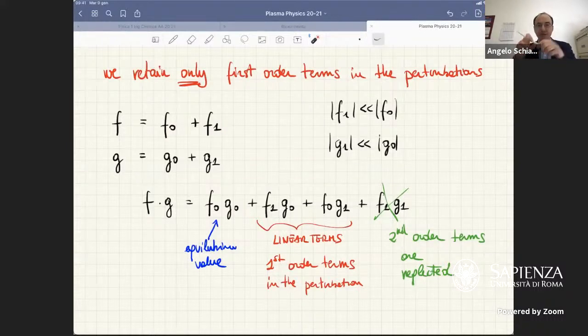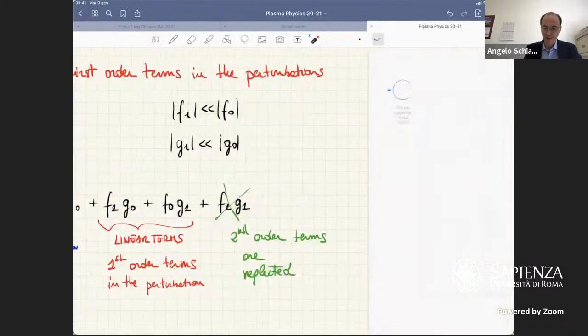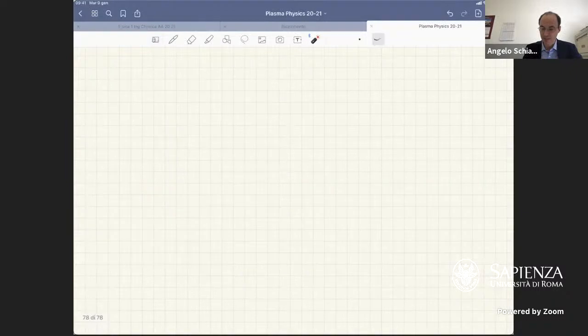So now we have all the tools and we are ready to deal with waves in plasma. The next topic is actually using all this notation in the context of plasma dynamics. So really we enter the topic of waves in plasma.